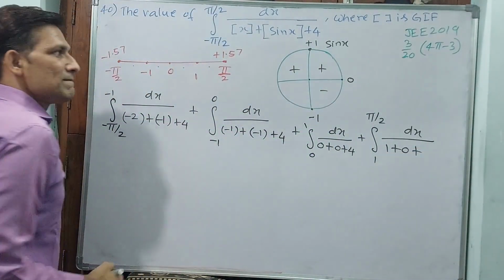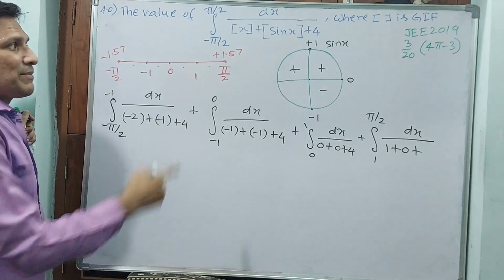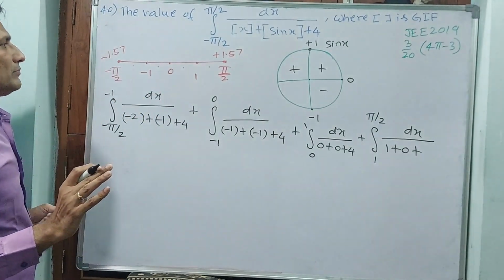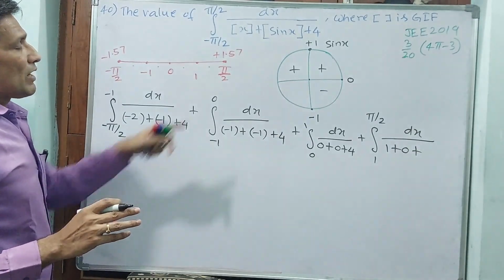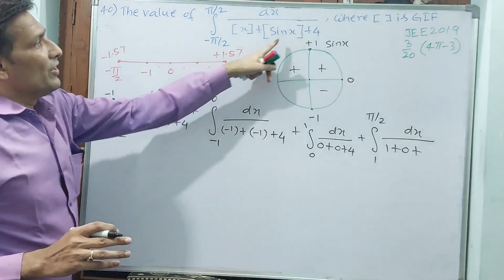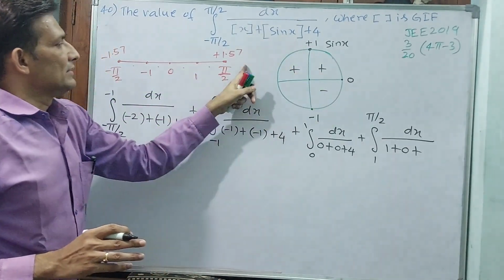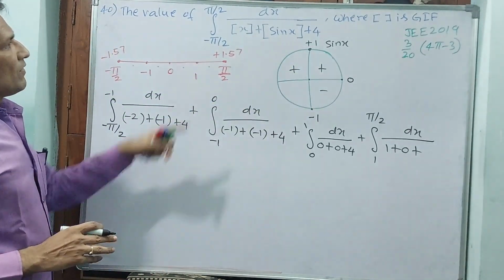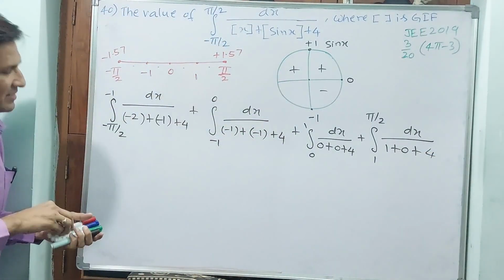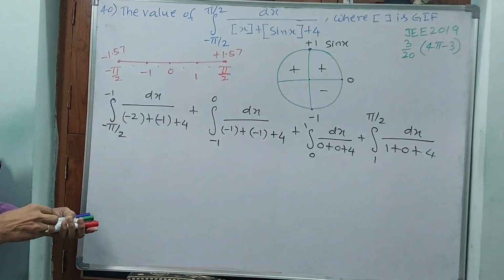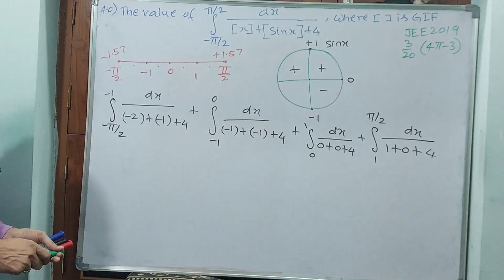Plus. Understand? Why? Because sin plus 1 will not come. Okay? Greatest integer function. 1.57 you are giving, here it is going to come 0 only for sin. 4. Okay? If you understand this, then 50% of the question is completed, you can think, and we will proceed.